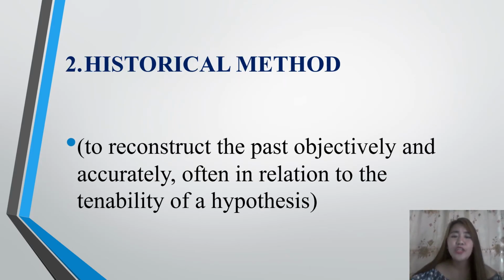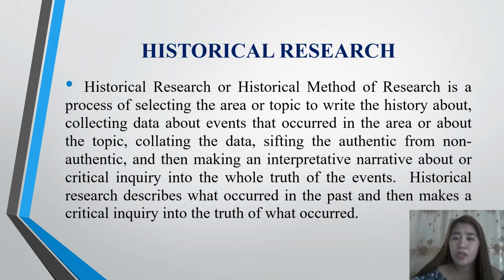Next, let's move on to historical method. Historical method means to reconstruct the past objectively and accurately. It is often in relation to the tenability of a hypothesis. When we say historical method or historical research, it is a process of selecting the area or topic to write the history about.